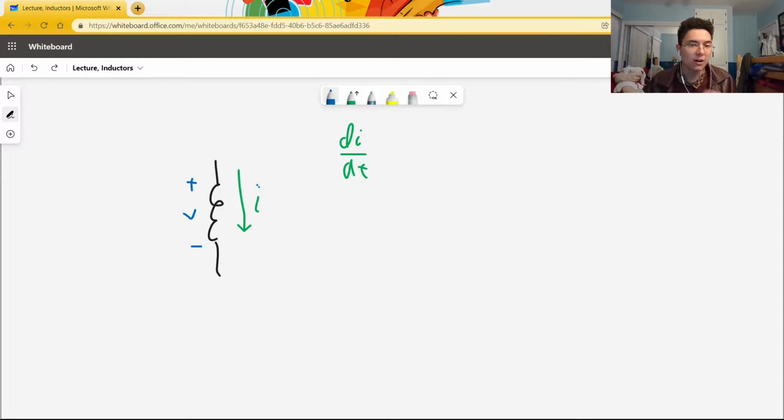So, since we know that if the current is decreasing, the inductor will force a voltage rise in the downward direction, that means that if the current is decreasing, V is going to be negative to represent a voltage rise. Thus, the equation for the voltage across an inductor based on its current is V equals L di dt.